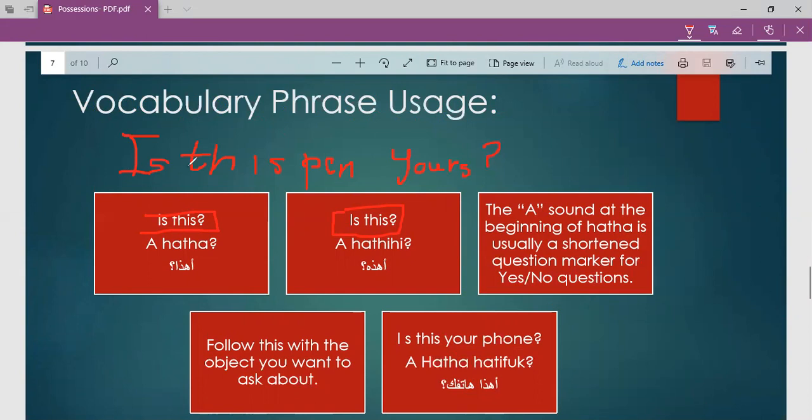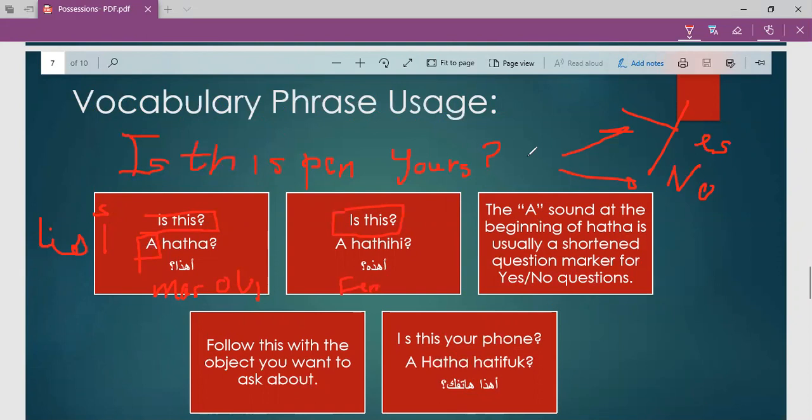Let's start with is this. Is this pen yours? This is a yes or no question. We agreed on that: if you want to have a yes or no question, we should start with hal. Now I can give you another option to start with other than hal. You can start the sentence with a, and then this is hada. You use hada if you're talking about a masculine object. But if you're talking about a feminine object, you say ahadhi.